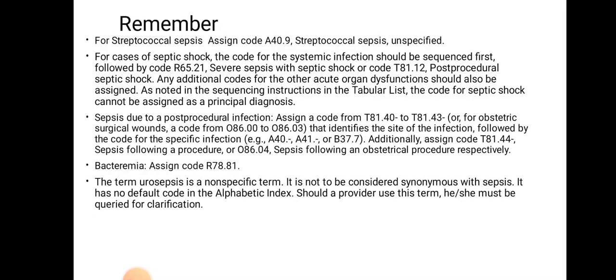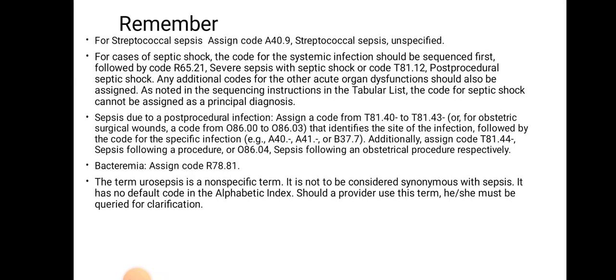For cases of septic shock, the code for the systemic infection should be sequenced first, followed by the code R65.21. So severe sepsis with septic shock, we have to code as secondary only. We cannot code as primary. First primary code will be the systemic infection code or code T81.12. If it is post-procedural septic shock, you have to code the T code T81.12.